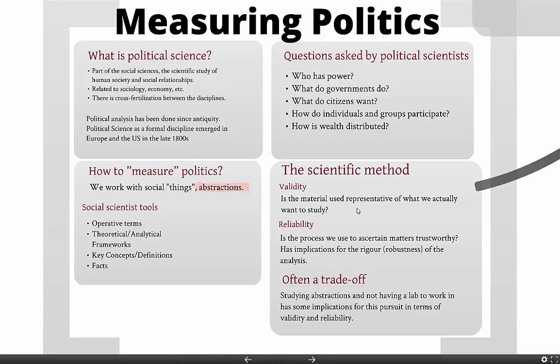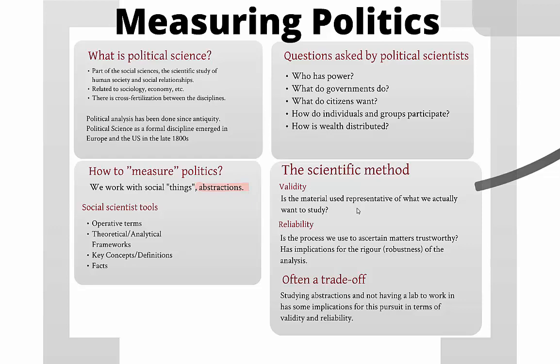Validity is a measure of how representative the material is of what we actually want to study. Are we looking at what we want to look at? So, did we capture what actually happens? Reliability speaks more about the trustworthiness of the process, which has implications for the rigor of the analysis. And it's often a trade-off between these two because as we are working with abstractions and we don't have a lab, we have to look at what happens around us in society, and it makes it much harder to isolate variables.